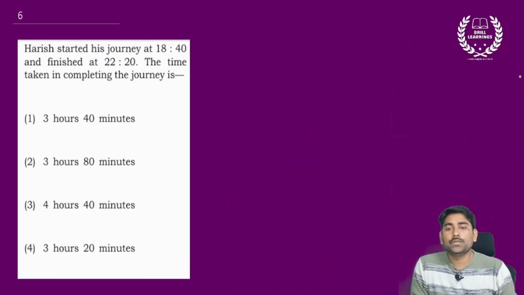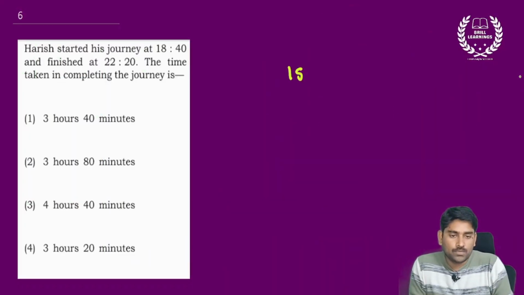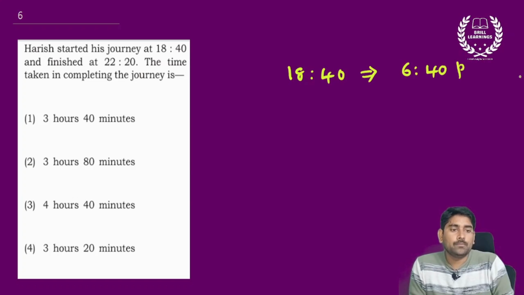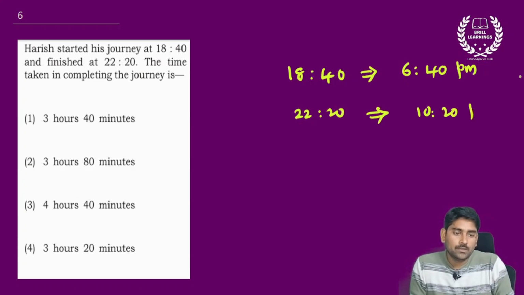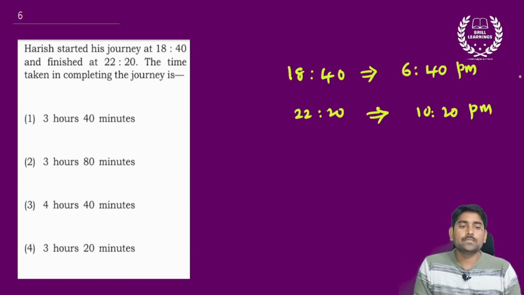Hari started his journey at 1840. 1840 means 6:40 p.m. and finished at 22:20. That means 10:20 p.m. It is very simple to convert this railway time into usual time. Just simply subtract 12 hours from the given time.